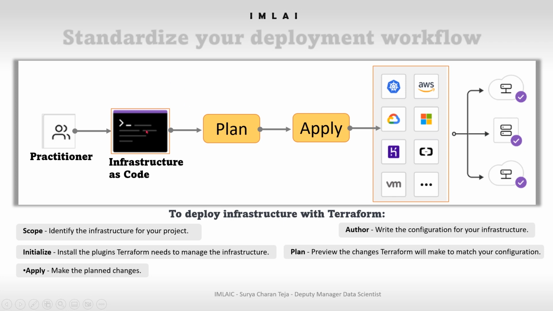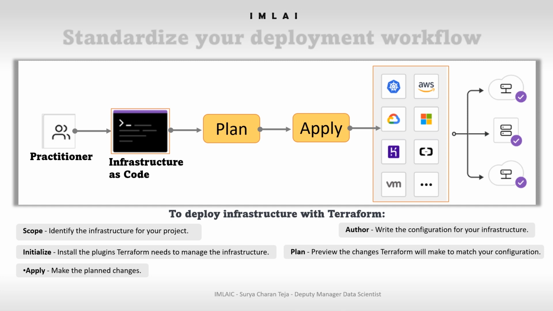So then it'll initialize. That's the step-by-step procedure that we follow. We are going to do all this practically in our exercise, but you just remember each phase of this deployment workflow. So first one is scope, second one is author, and then third one is initialize. Initialize is nothing but install the plugins Terraform needs to manage the infrastructure. And then after that, plan.